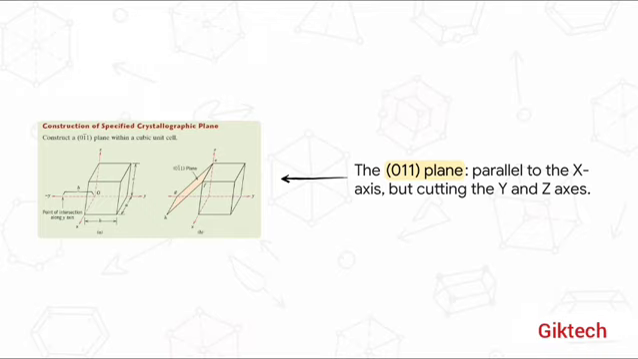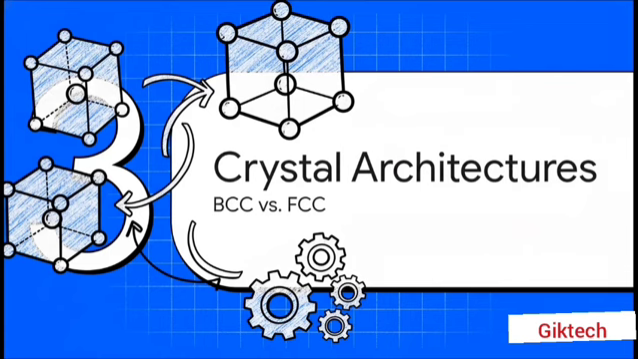Then it cuts the y-axis at the 1 mark and the z-axis at the 1 mark. See? 0, 1, 1. It's actually pretty simple when you break it down. And now we have a precise name for this exact slice, which is the first step toward predicting how it's going to behave. Okay, let's build on that.